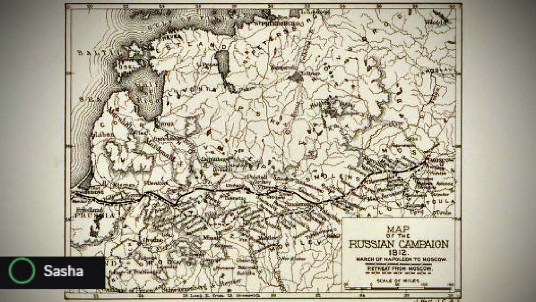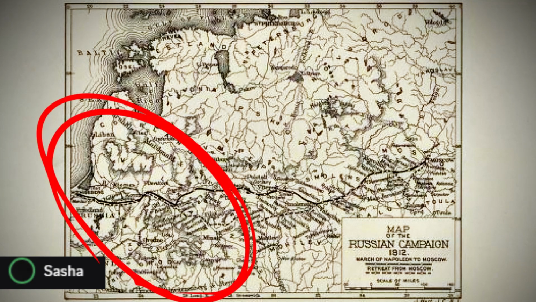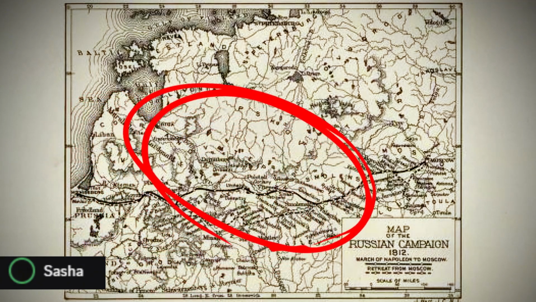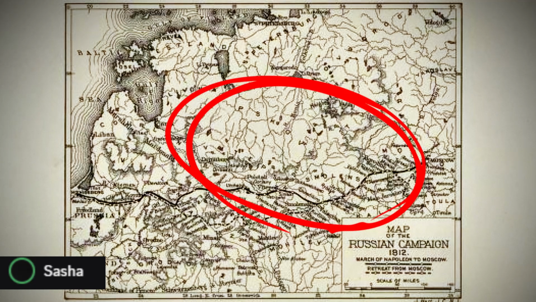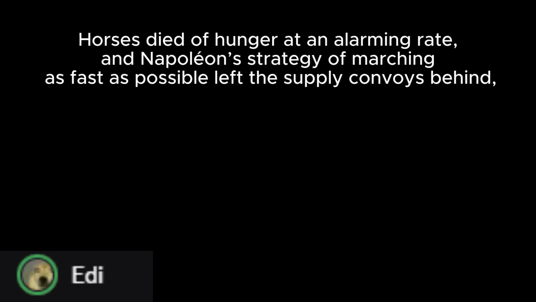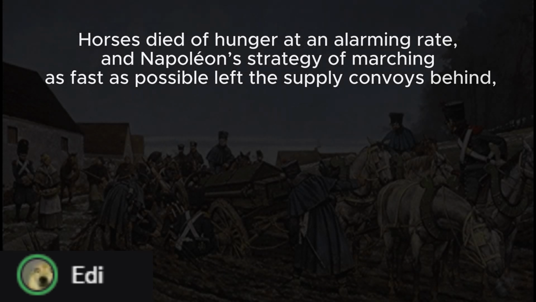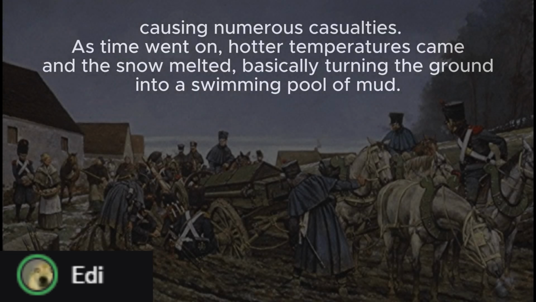The supply strategy was inefficient enough, and the troops started to live off the land, which was rather effective at first, considering the vast agricultural areas of western Russia. But moving deeper into the country, the fields of food started to vanish. Horses died of hunger at an alarming rate, and Napoleon's strategy of marching as fast as possible left the supply convoys behind, causing numerous casualties.